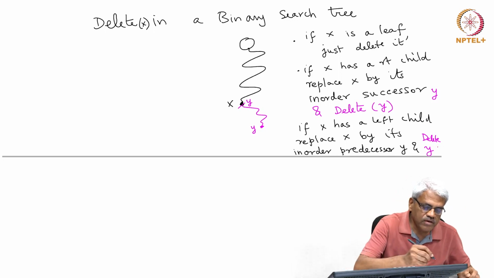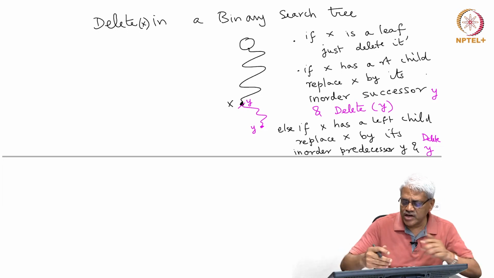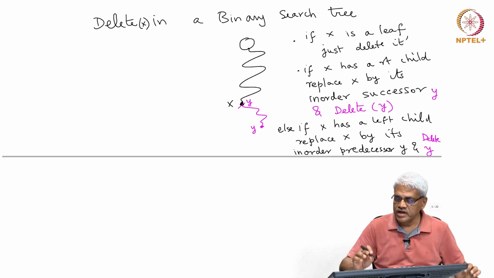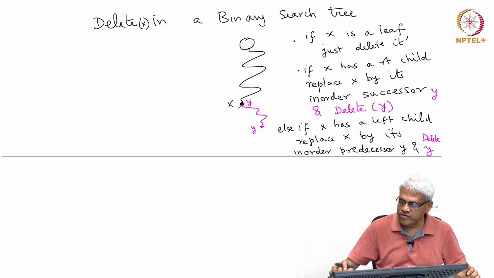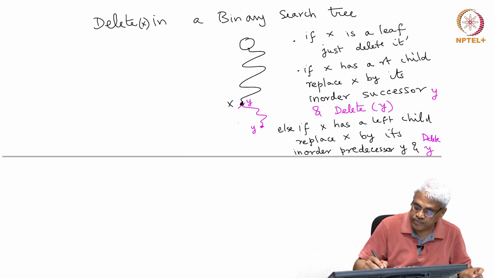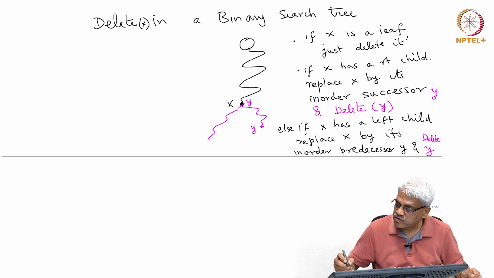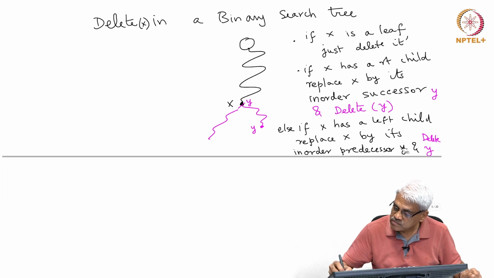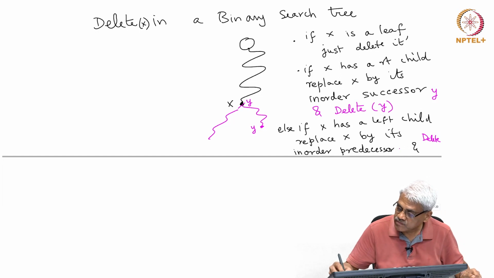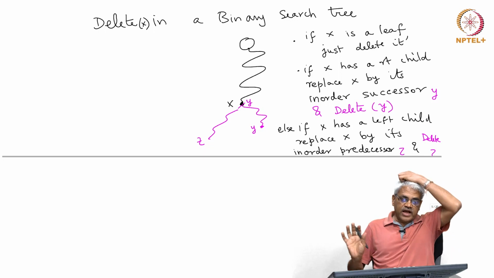So maybe I should say else. If x has a right child, you follow that path and be done with it. If x has no right child, then it has a left child, because it's not a leaf. Replace x by its in-order predecessor, very similar. Okay, so this is the entire algorithm.